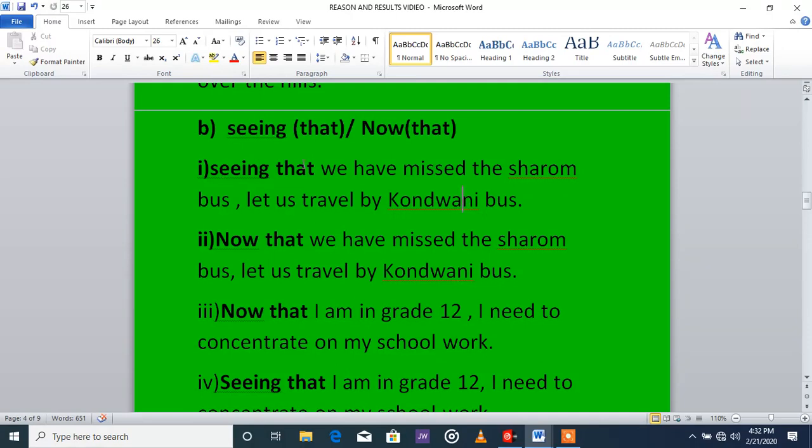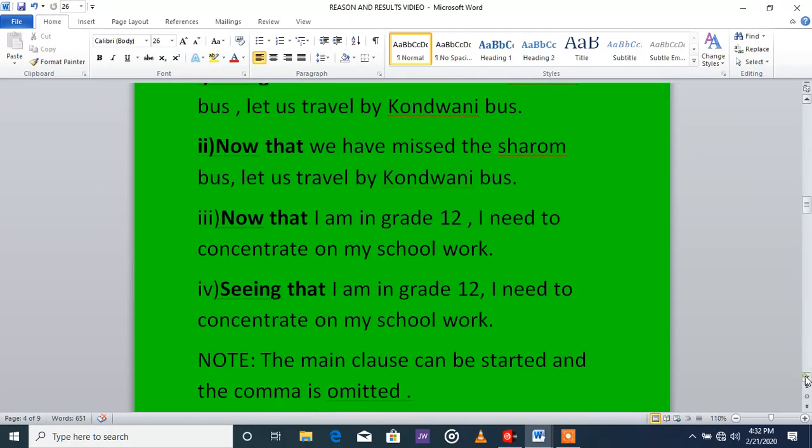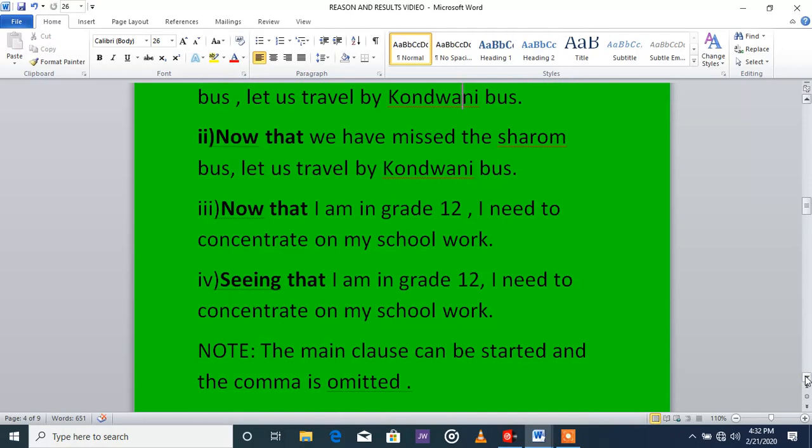So where there is "seeing that," we can also use the words "now that." Look at number 2 here: now that we have missed the Shalom bus, let us travel by Kondwani bus. So that's one way in which we use "seeing that" and also "now that." They can always go together, they feature one another there.